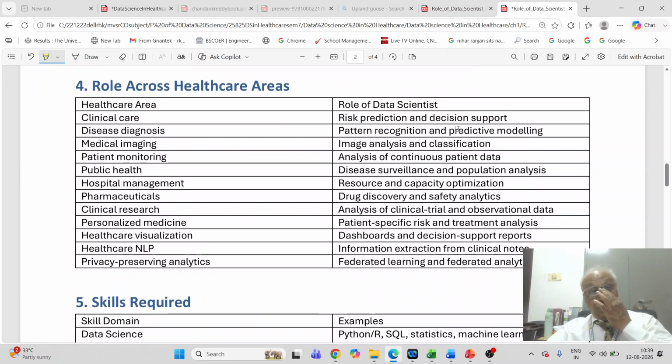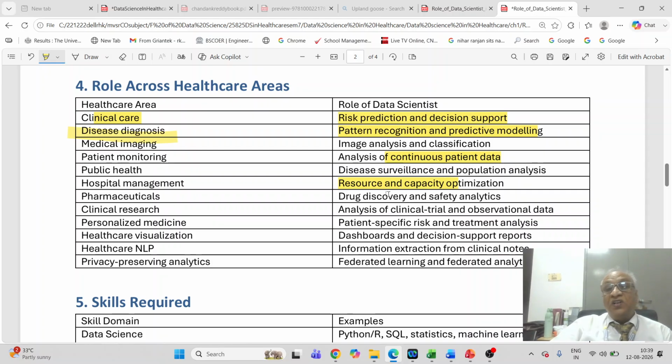Now, there may be different domains in healthcare, and the role of a data scientist may vary in different domains. For example, healthcare area, say, is clinical care. He should be able to do risk prediction and decision support. If it is disease diagnosis, he should be able to help in pattern recognition and predictive modeling. If it is medical imaging, image analysis and classification. If it is patient monitoring, so continuous patient data has to be monitored. If it is public health, he has to do surveillance and population analysis. If it is hospital management, so optimum utilization of resource and capacity of the hospital.